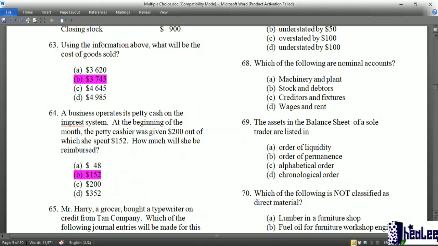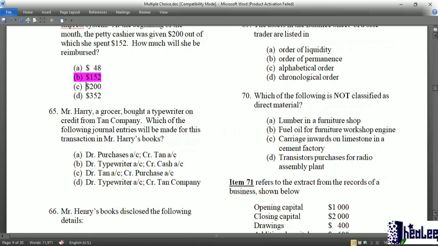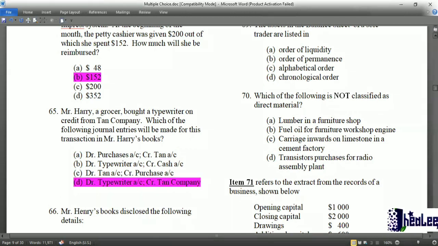Number 65. Mr. Harry, a grocer, bought a typewriter on credit from Tan Company. Which of the following journal entries will be made for this transaction in Mr. Harry's book? So the typewriter is a fixed asset that was purchased on credit. So therefore, you're going to debit typewriter and credit Tan Company.